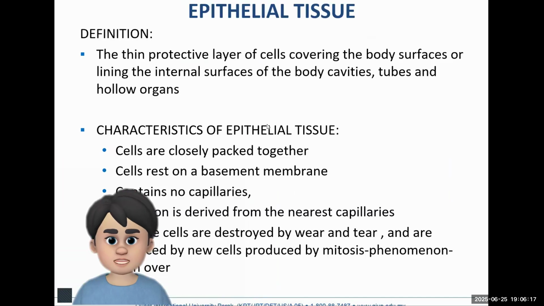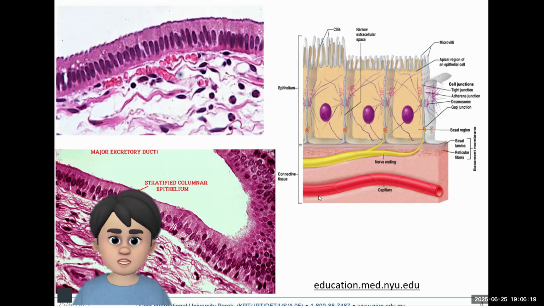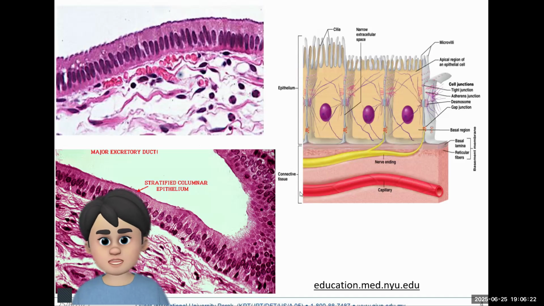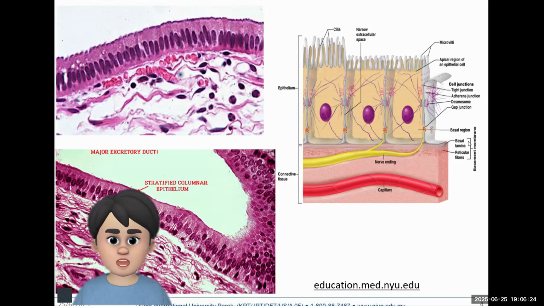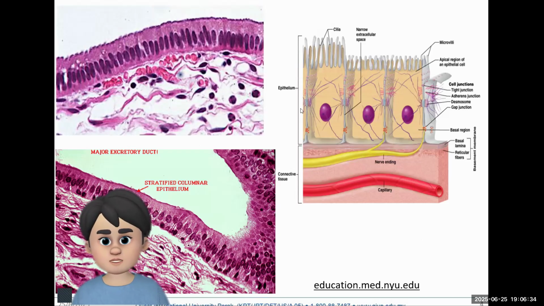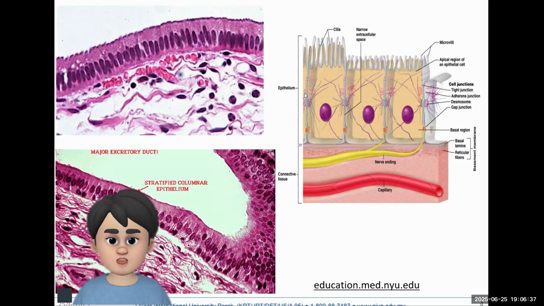So this is the kind of epithelial tissue. You can see here there's a connective tissue, and if you look at this one, you get a basement membrane. The basement membrane contains basal lamina and reticular fiber. So here you get the connective tissue. This is the epithelium. So there's a cell junction, tight junction, adherens junction, desmosomes, gap junction, apical region of an epithelial microvilli. So this is one example of the epithelial tissue.